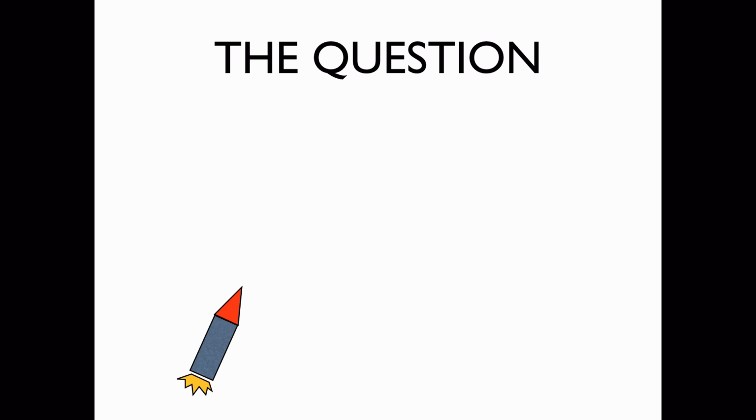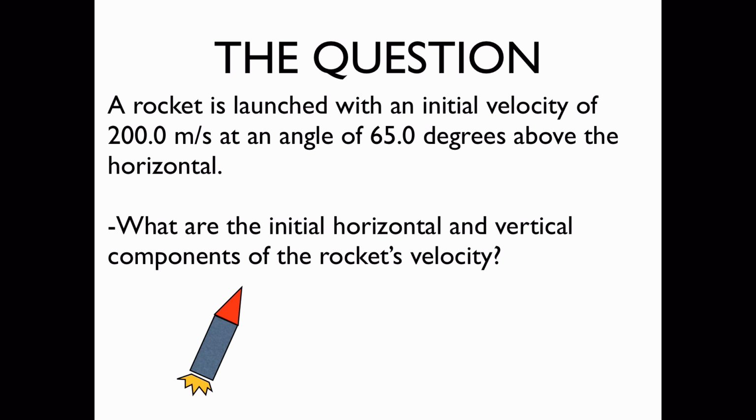This is video 3.1. In it, we'll perform the mathematical exercise of decomposing vectors. The question: a rocket is launched with an initial velocity of 200 meters per second at an angle of 65 degrees above the horizontal. We'd like to know, what are the initial horizontal and vertical components of the rocket's velocity?